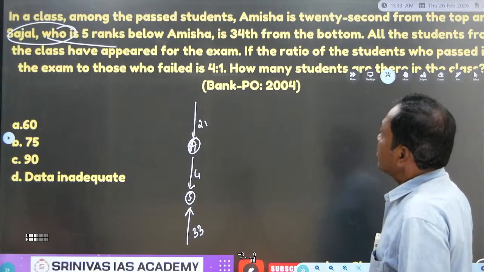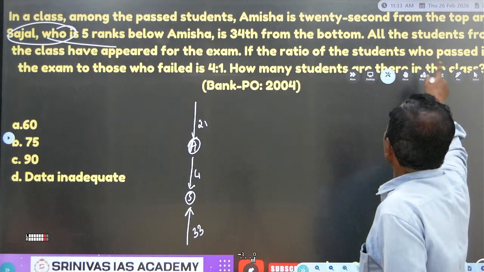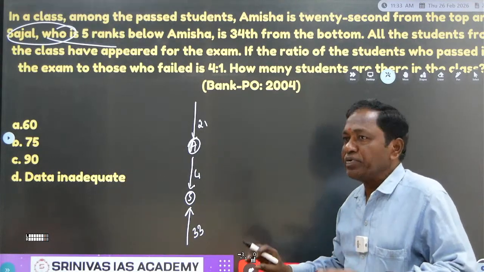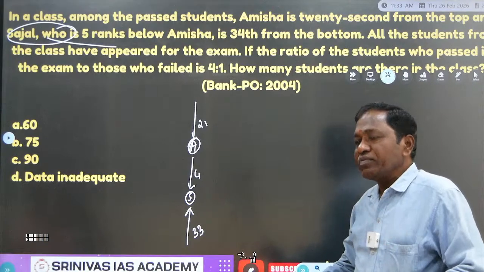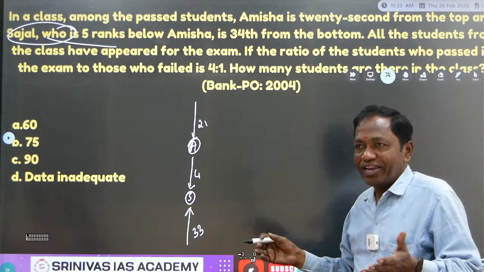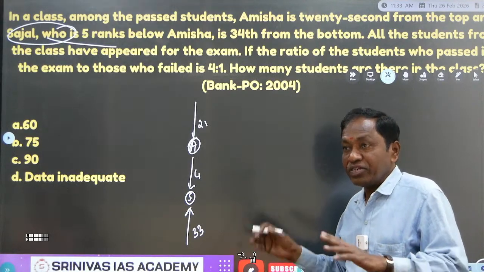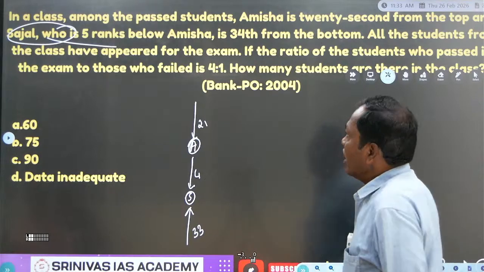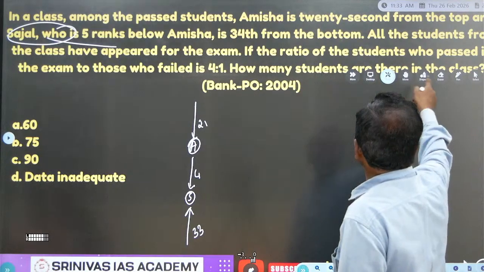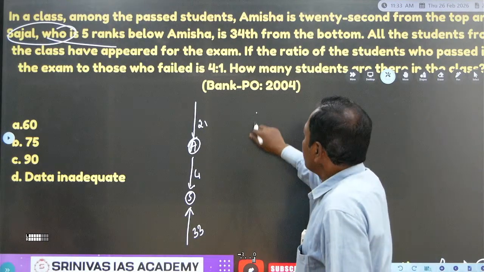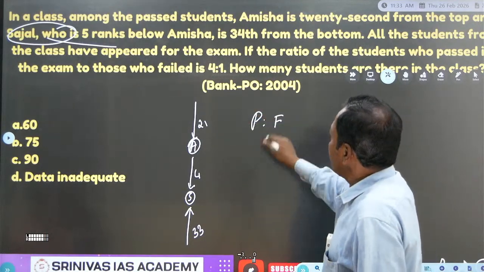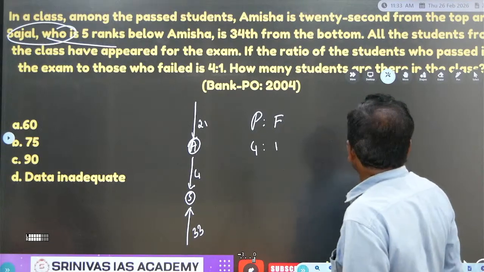Now, all the students from the class have appeared for the exam. See, in a class, every student has appeared for the exam. When every student from the class has appeared for the exam, what would be the result? Pass or fail. There are no absentees. If the ratio of students who passed to failed in the exam is 4:1.